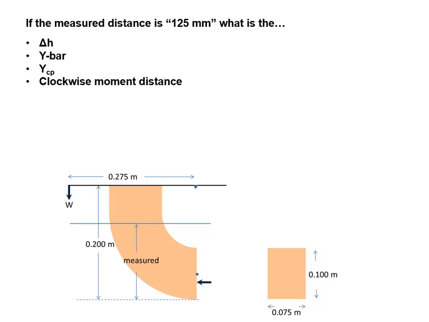So the formula for YCP is y bar plus I over y bar A. 0.075 meters plus 6.25 times 10 to the negative sixth meters to the fourth divided by 0.075 meters, and now multiplied by the area.